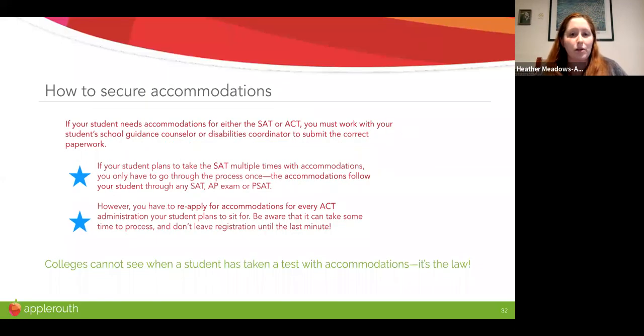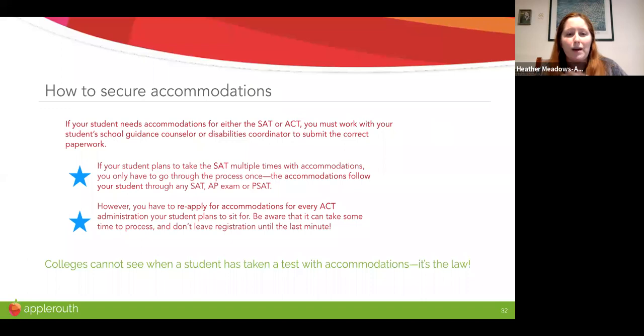If you are someone who has accommodations, that means you get extra time or something for any sort of learning difference, you do have to work through your school. Just keep that in mind. You're not automatically going to get them. You do have to send in an application. So you would talk to your school's guidance counselor or your disabilities coordinator, or whoever you speak to at school, to get extra time on your regular tests. And they're going to have to submit the correct paperwork for you.